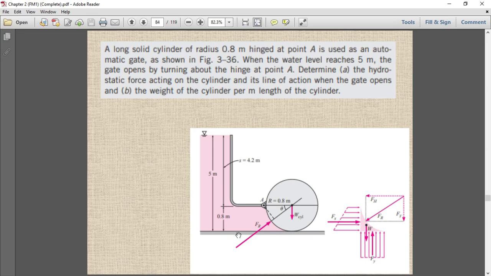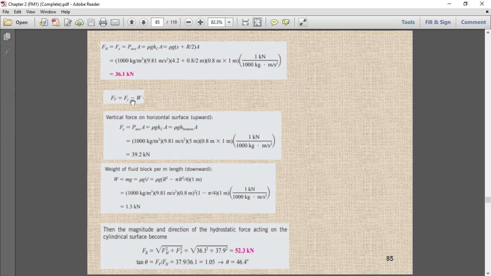So that's why Fy is acting vertically upward, and W is acting vertically downward, because this fluid is putting a pressure on it, and this is the reactive force. So sigma y, that is Fv, is going to be equal to Fy minus W, because this is vertically upward and this is vertically downward. So Fv is equal to Fy minus W. So the vertical force is going to be equal to this, and the weight of the fluid. This is very important to understand, the weight of the fluid.